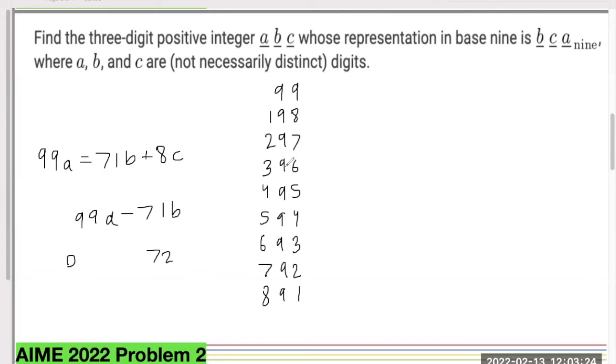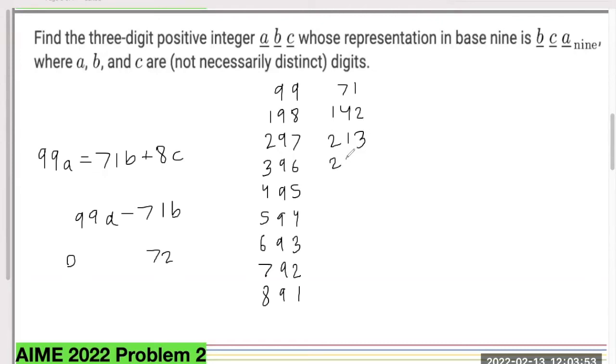Yep, and we just include A from 1 to 9. A can't be 0 because the leading digit can't be 0. And also notice that B can't be 0 because this leading digit has to not be 0. So we write down 71, 142, and this one we can also pretty easily find all the values.